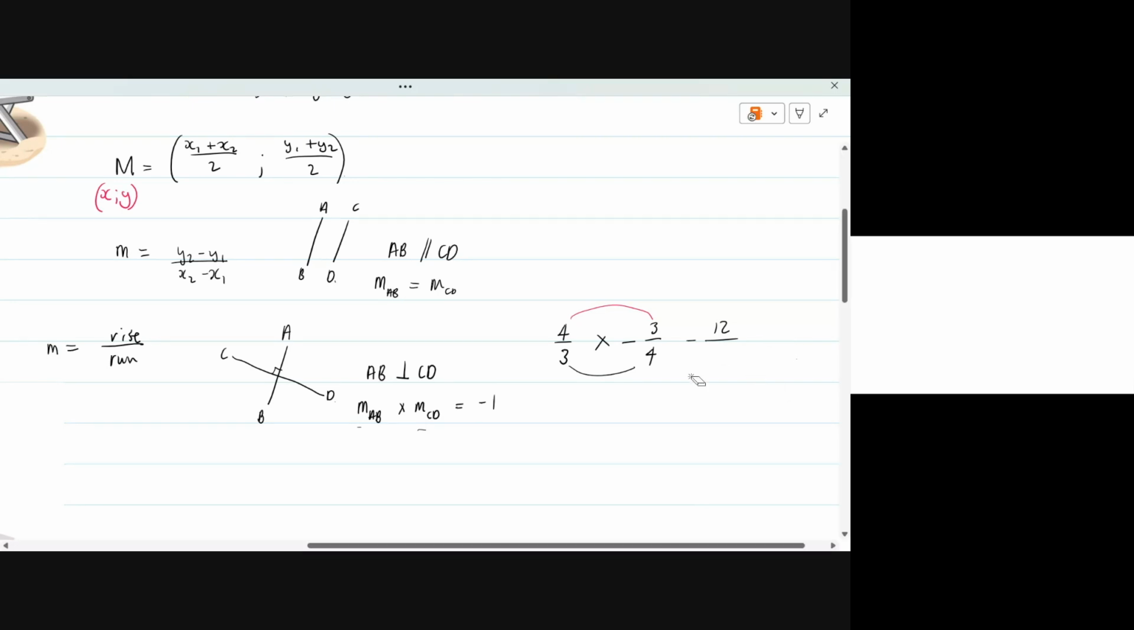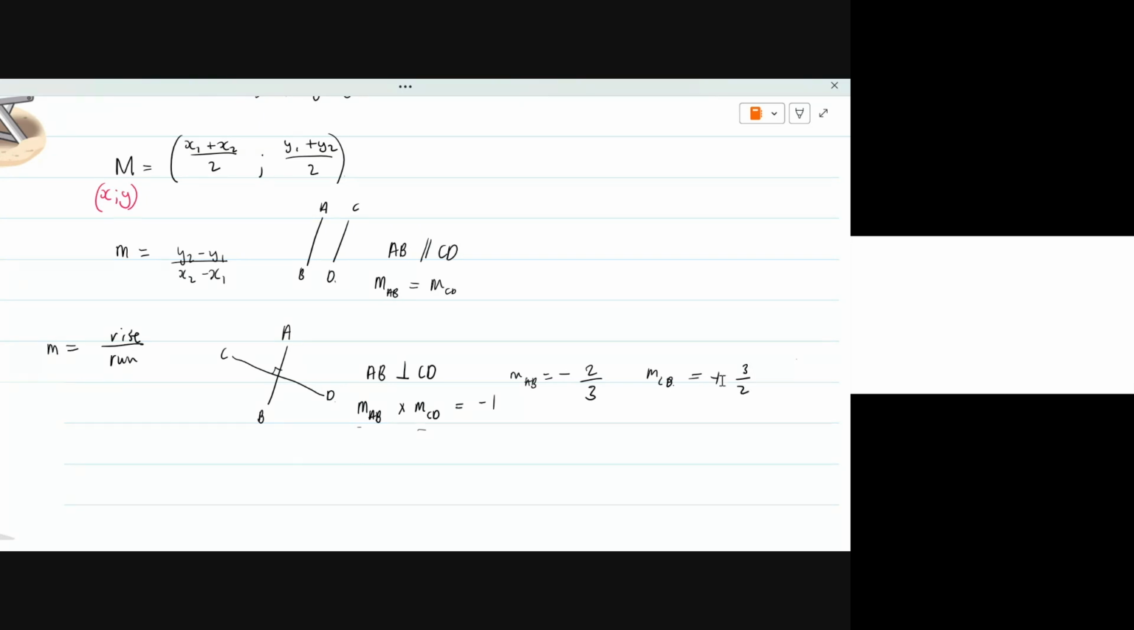So let me ask you guys in the chat then. If I find out that the gradient of AB is -2/3, what is the gradient of CD going to be if they are perpendicular? Everyone in agreement? Okay, if the one is -2/3, the other will need to be +3/2. Because we have this relationship between the two perpendicular lines, they're not going to give you an extra mark for something that you can just flip and change the sign of. But it is important that we know this.